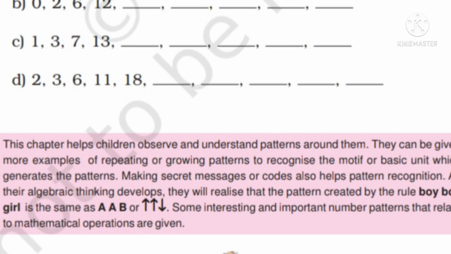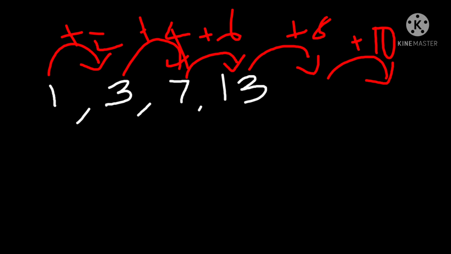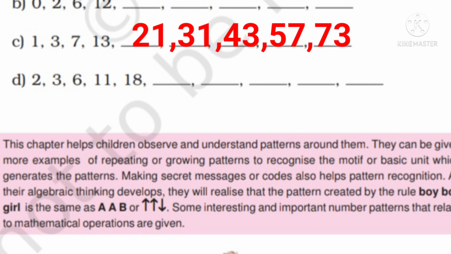1, 3, 7, 13. 1 plus 2 equals 3. 3 plus 4 is 7. 7 plus 6 is 13. Here also we are adding the even numbers. So next, what will be the number? 13 plus 8 is equal to 21. 21 plus 10, 31. 31 plus 12, 43. 43 plus 14, 57. 57 plus 16, 73.